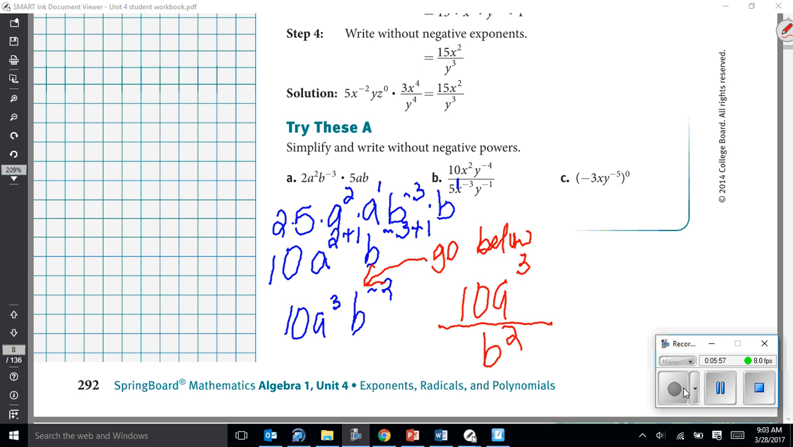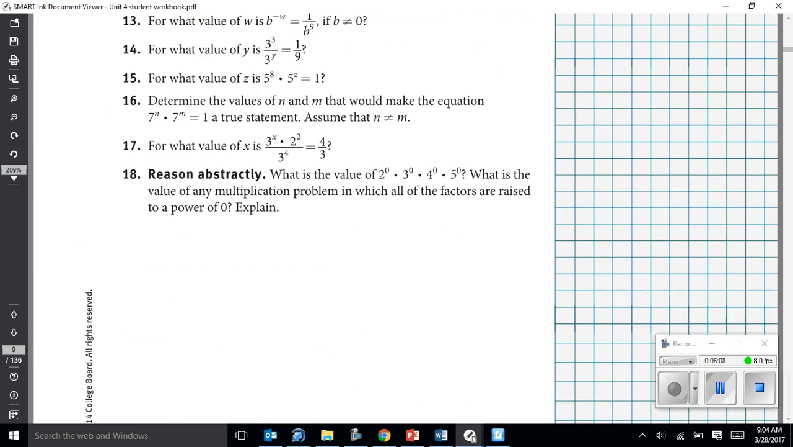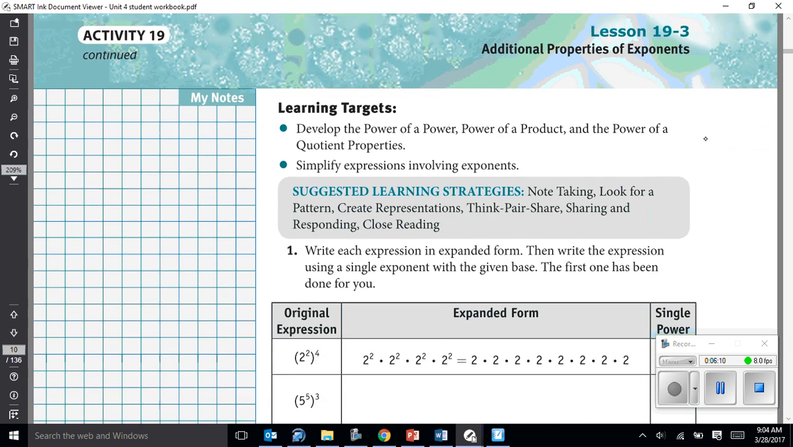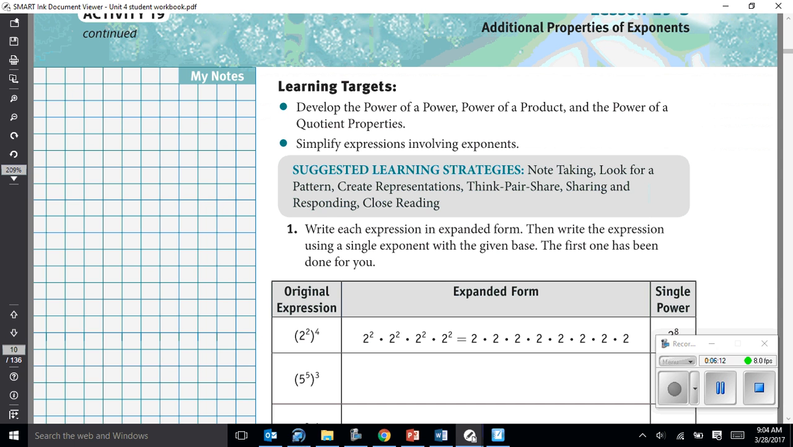All right, how are we feeling about that? A little bit better? So in our remaining time, we're going to start 19.3. We'll get a little more practice.